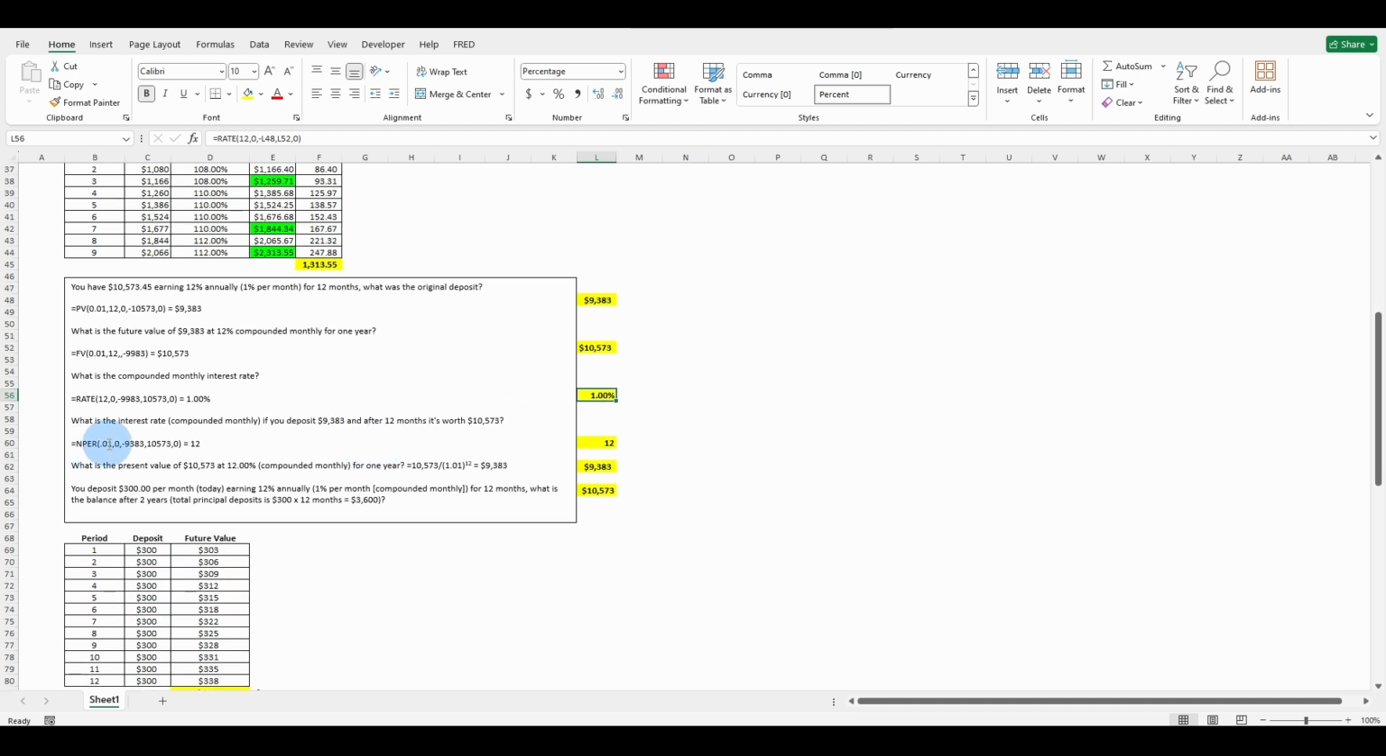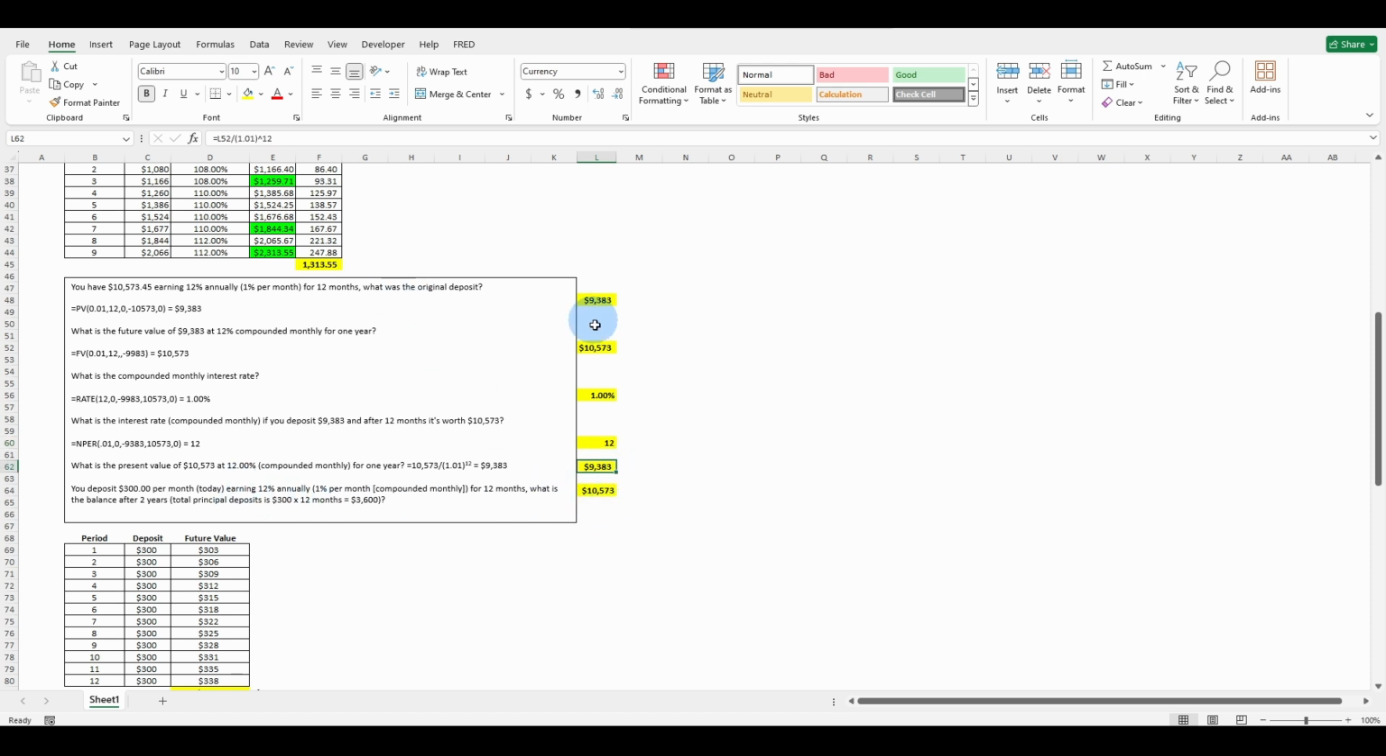We're going to have a number of periods. We've gone through this repeatedly. Just remember what we're trying to do here. We're looking at rate, payment, present value, future value. We know we're not looking at payment. We know we have a present value of that 938. We have a future value, 10573. This is just practice, practice, practice.